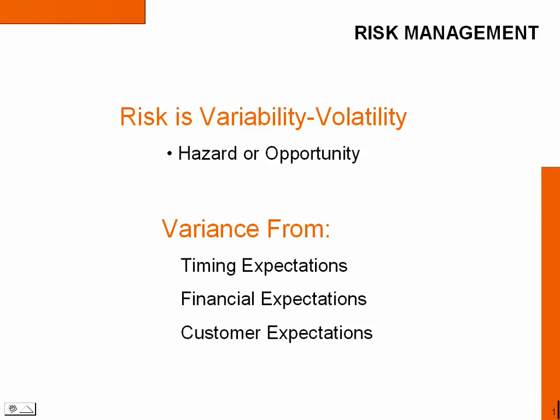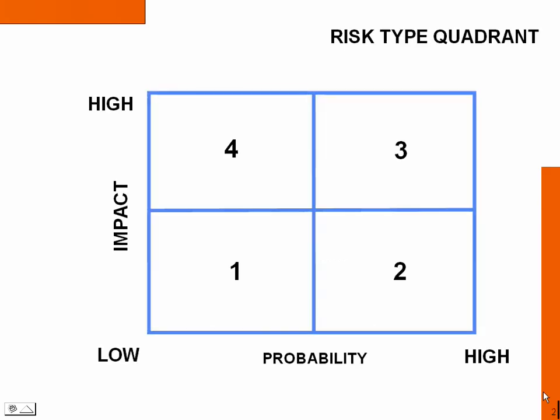Now, most people tend to think of risk as being a hazard. What can go wrong? However, as a project manager, you need to think of risk as being variance or deviation from the plan. Variance from timing expectations, financial expectations, as well as changes to customer expectations.